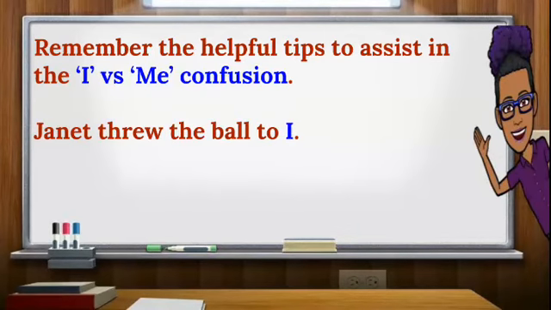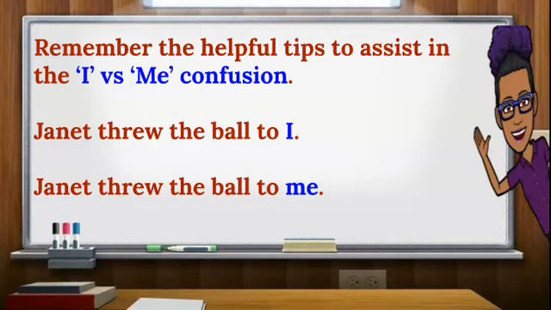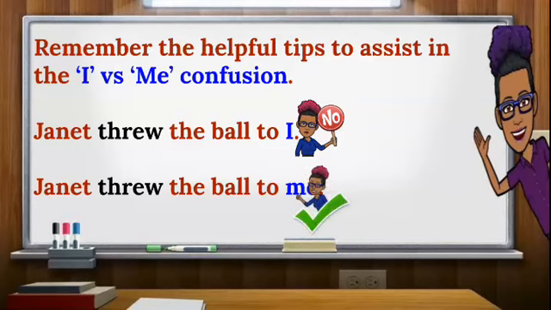Janet threw the ball to I. Janet threw the ball to me. Remembering what we just learned, here we have our verb threw, and we know our sentence "Janet threw the ball to I" would be incorrect, because here we have our verb before our subject pronoun. So our answer would be "Janet threw the ball to me," with me receiving the action, me the object.